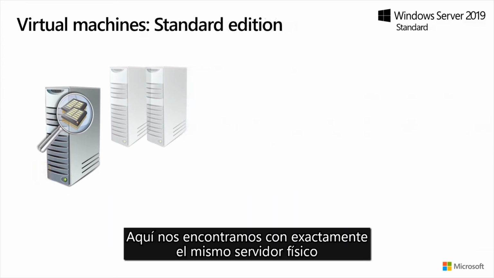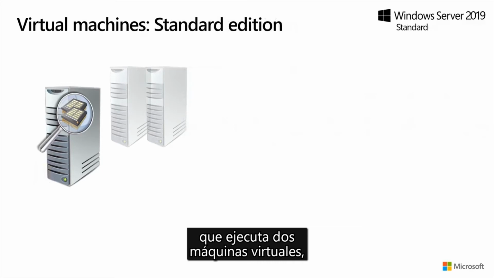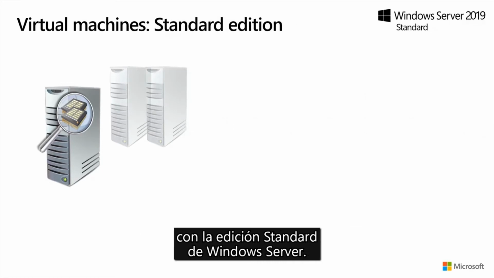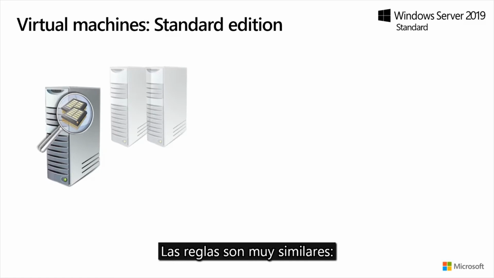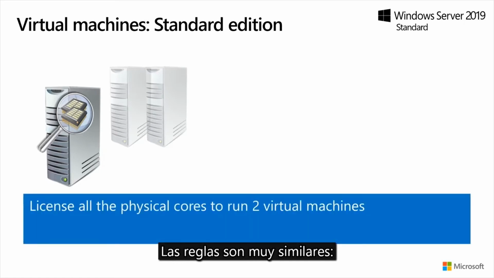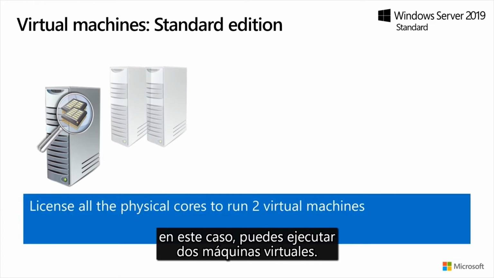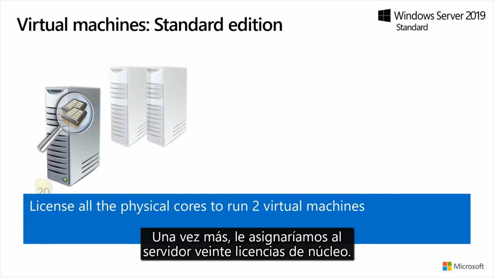Here we're looking at exactly the same physical server running 2 virtual machines, but now we'll look at how you license it with Windows Server Standard Edition. Here are the rules, and you can see they're very similar. If you license the physical server completely, then in this case you're allowed to run 2 virtual machines. Again, we'd assign 20 core licenses to the server.